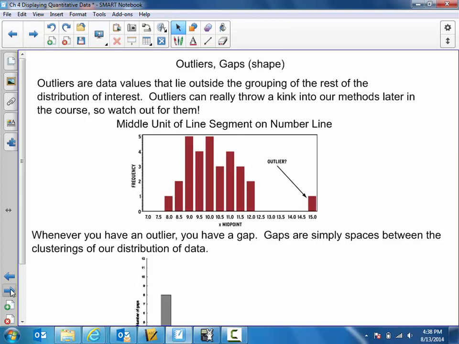All right, outliers and gaps. Outliers are a big problem. Gaps, not so much.